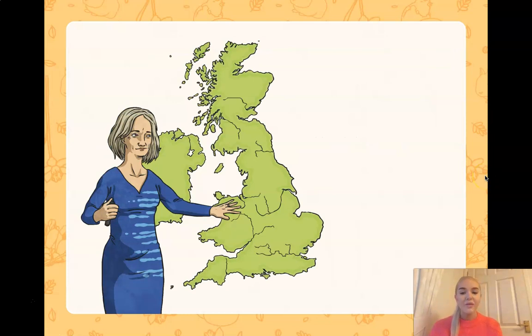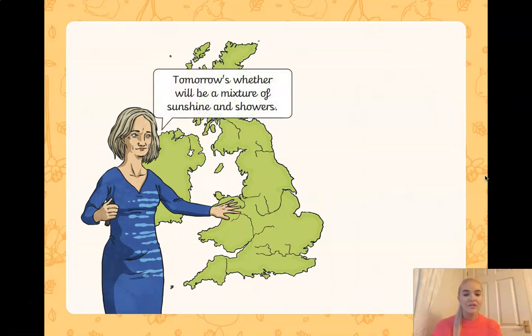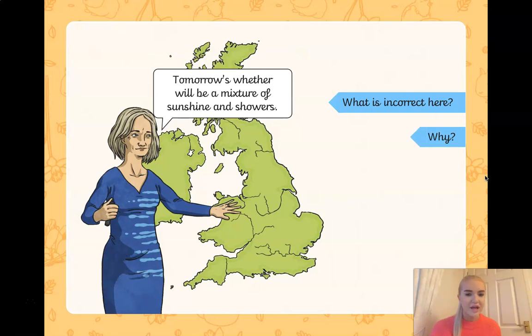And these are two more of your spelling words for today. Now here we have a woman and she looks like she is about to talk about the weather. And she says, tomorrow's weather will be a mixture of sunshine and showers. What's incorrect here and what should the word be spelt like? Pause the video now and have a think.